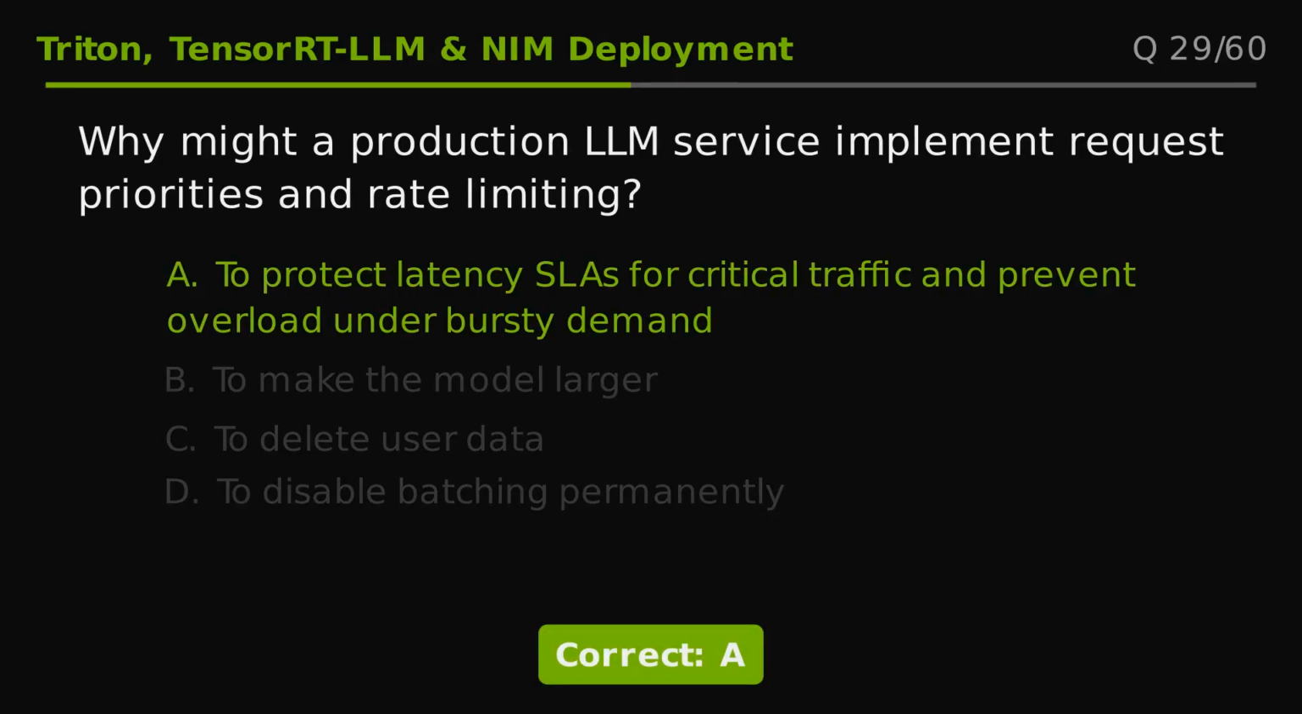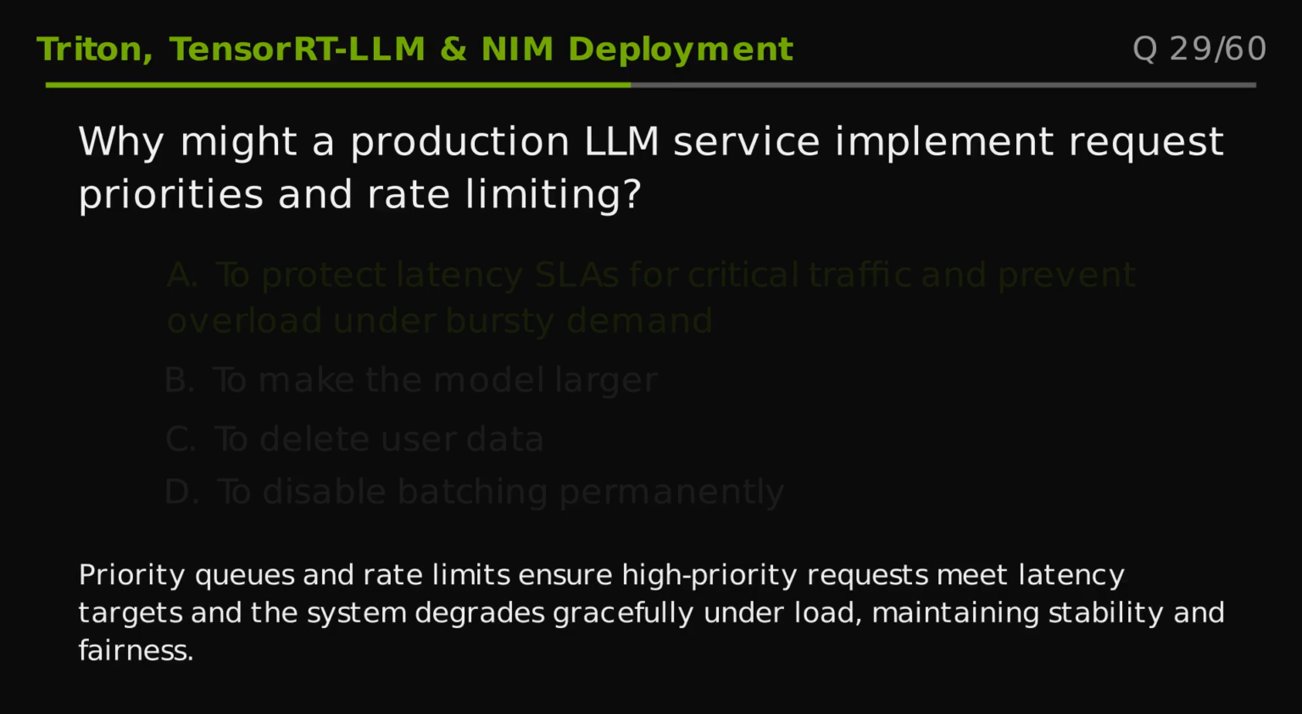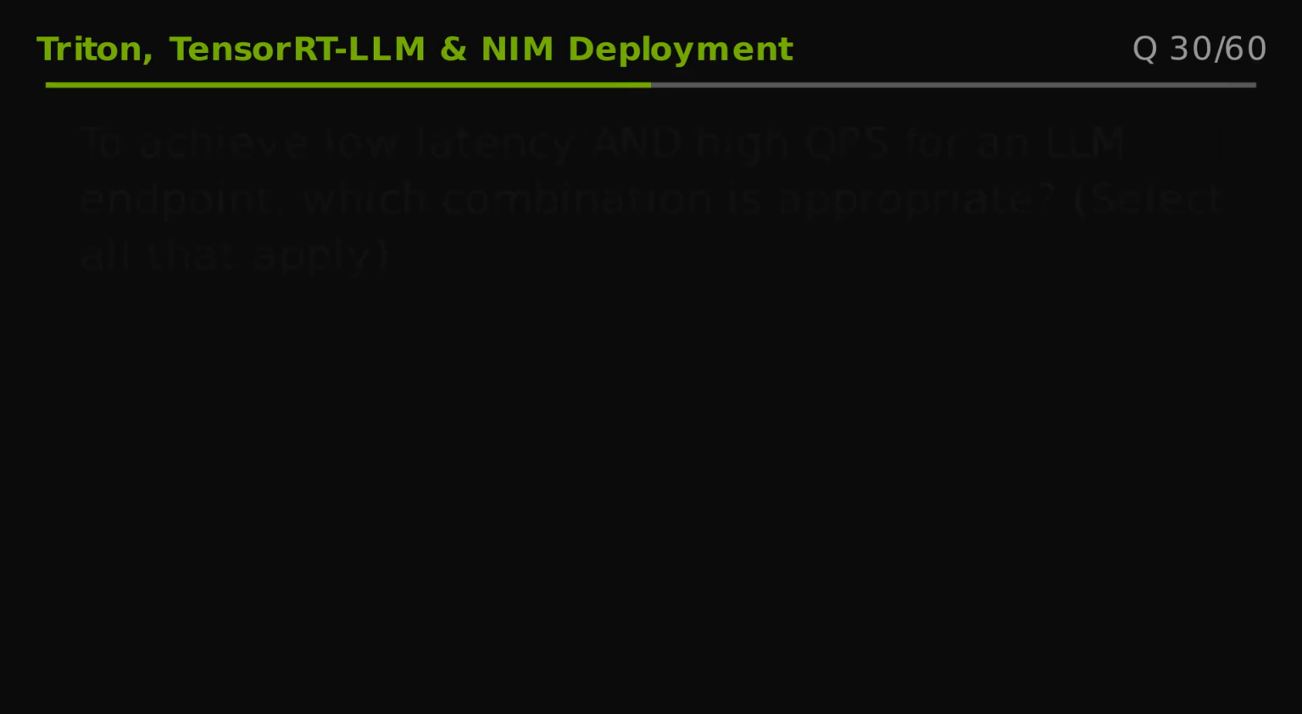The correct answer is A. Priority queues and rate limits ensure high priority requests meet latency targets and the system degrades gracefully under load, maintaining stability and fairness.